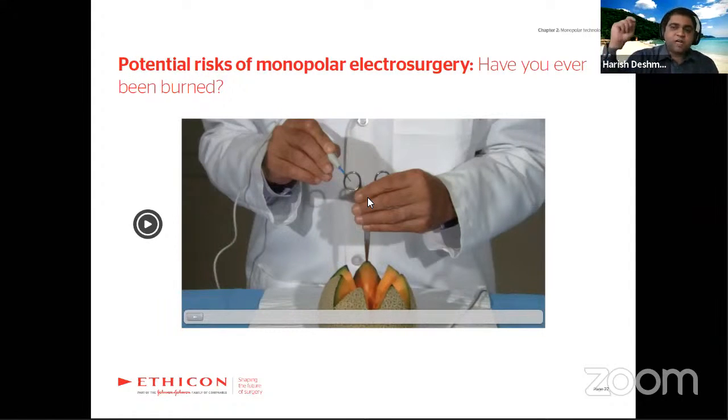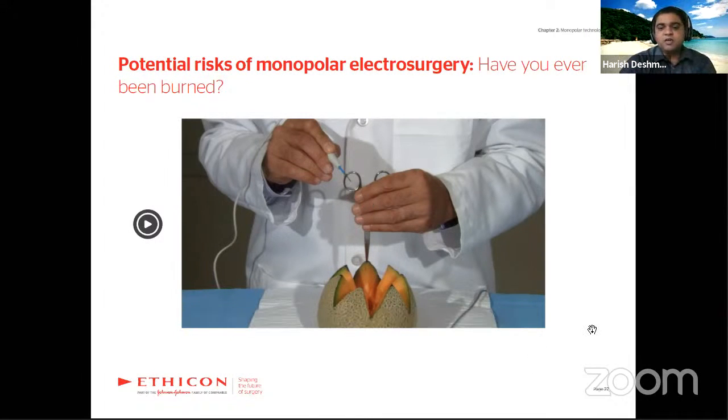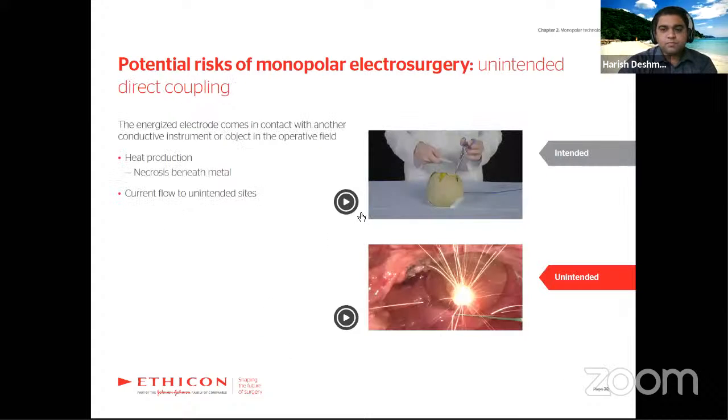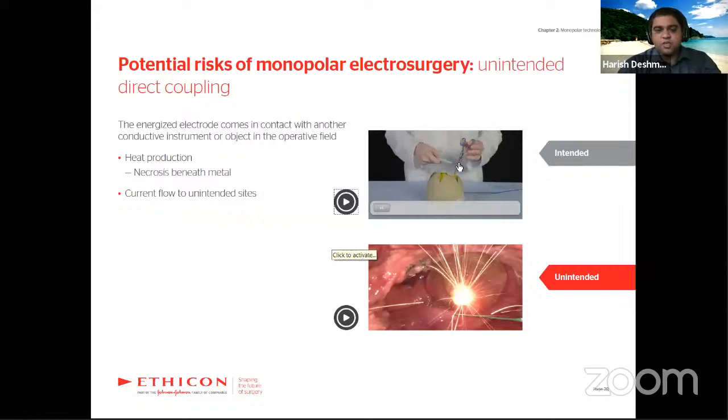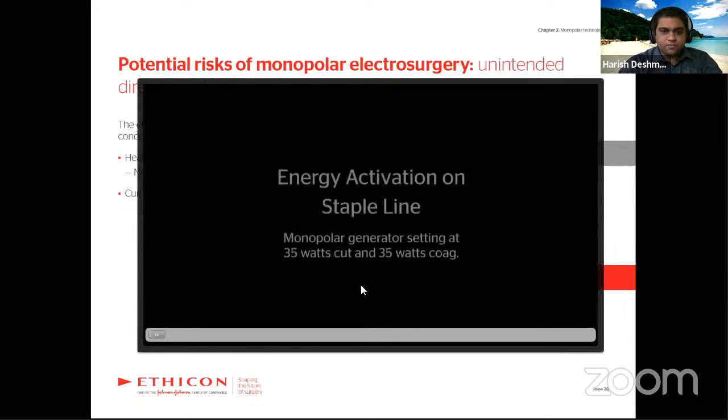What happens is, when you are activating in the air, because there is resistance in the air, a lot of current builds up in the pencil tip. So when you reach the pencil to the artery or the forceps, the current goes as a bulk. Because of this you feel a shock or a burn sensation in the gloves, and the gloves get burned. This is an example of direct coupling, and this is unintended direct coupling.